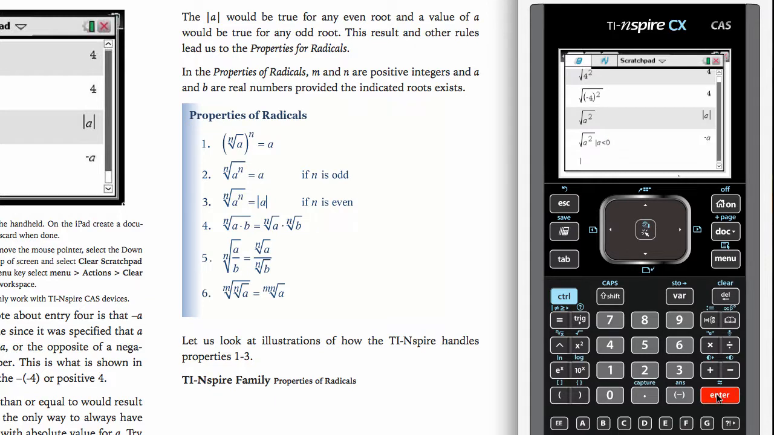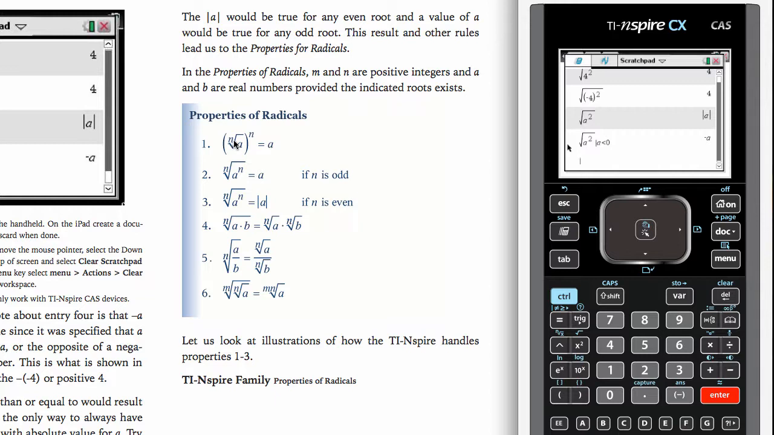So we see that what happens is when we have an even index and an A squared, the answer turns out to be the absolute value of A. Clarifying this, when we're dealing with a negative number, the answer turns out to be the opposite of a negative number. So this expression here will turn out to be a positive A. So this is what we're talking about in our properties of radicals.